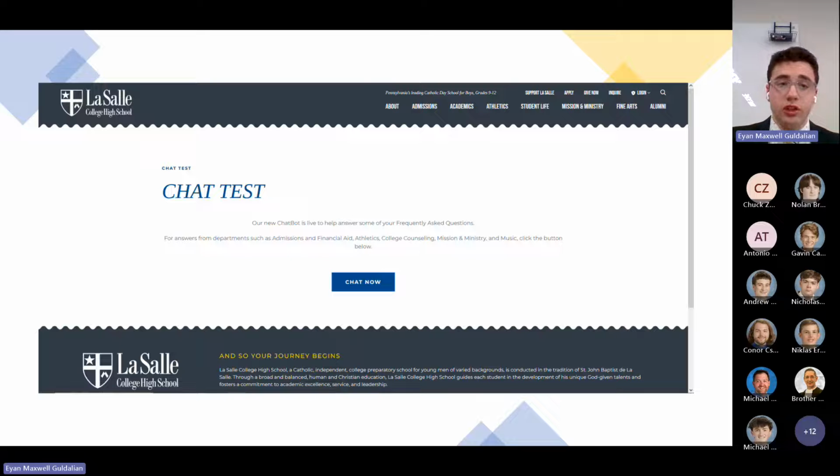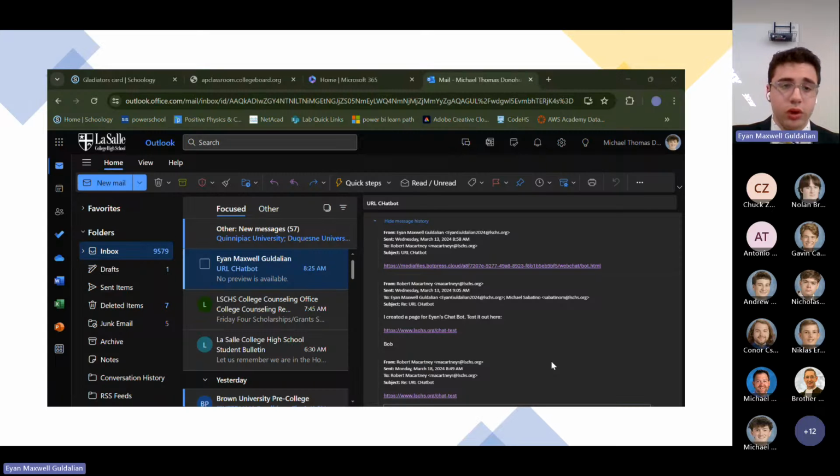Above that, it mentions what departments are in here. So mission, ministry, college counseling, athletic, music department. There are a few others that we did not mention in that, but I believe there's a total of 7 to 8 departments that are in this. So right now I'm going to play you a quick demonstration of how it works.